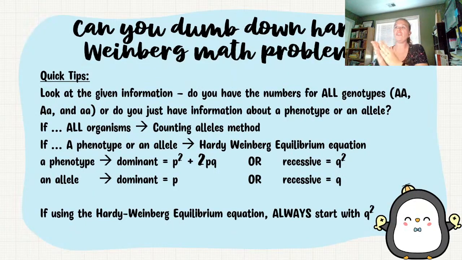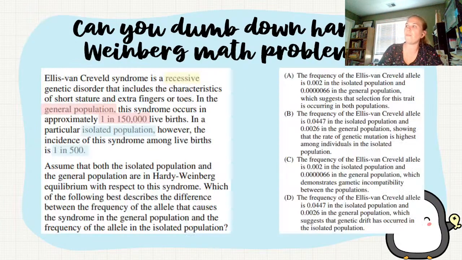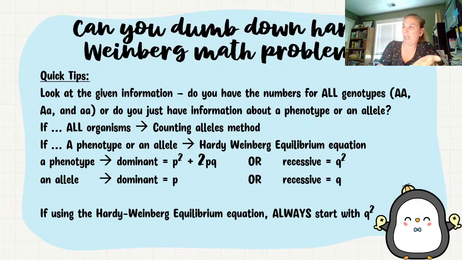So here are some quick tips when we're doing Hardy-Weinberg. Number one, look at the information. Do you have all the numbers of the genotype? Do you have the big A little a, and then little a little a? Okay, do you have them all? If I look here, I see I have 1 out of 150,000. That only tells me my q squared. That's only telling me one of them. That's only giving me a phenotype, right?